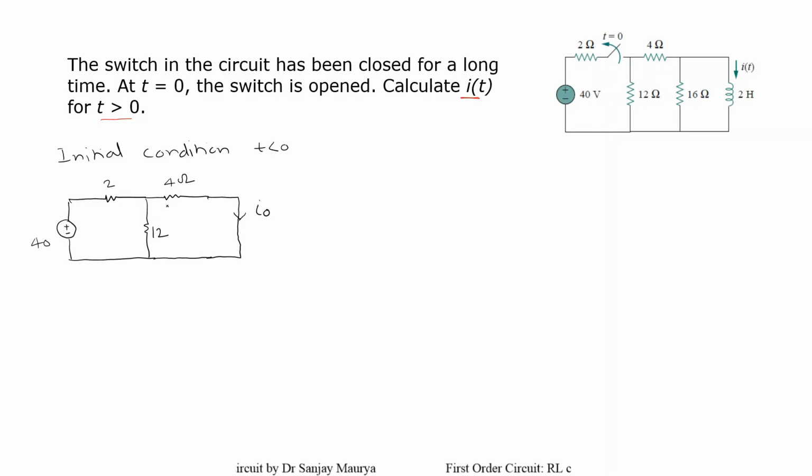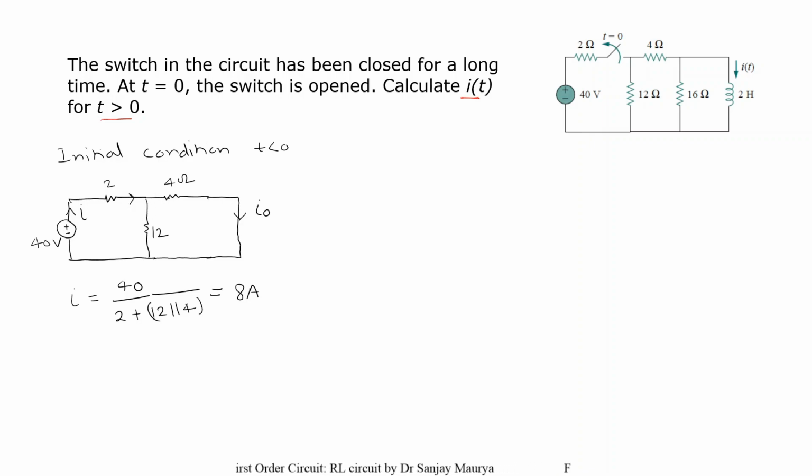Since these two are connected in parallel, the parallel combination of 4 and 12 will be equal to 3, and these 2 and 3 will be in series. So finally the current from the 40 volt source will be given by 40 divided by 2 plus these two parallel combinations, so I am writing this as 12 parallel with 4. Finally this will equal 8 ampere. 8 ampere is coming over here.